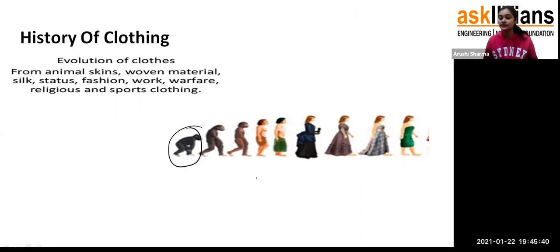And after some time, students, it came to the minds of the people that we don't have to use these leaves, we can use some textile. By looking at cotton, by looking at different types of fibers in natural resources, they came to know that we can use these types of fibers and develop clothes.